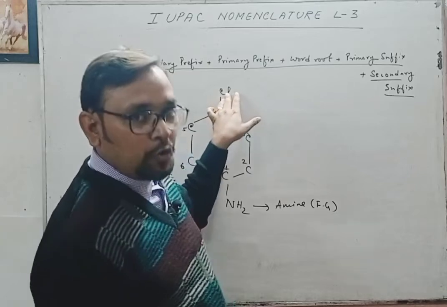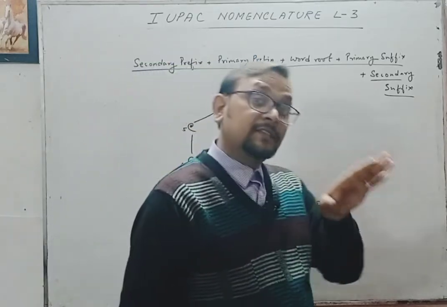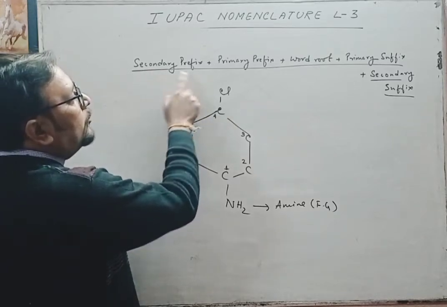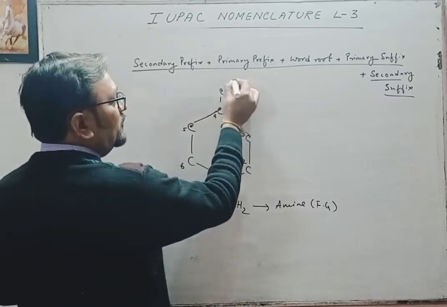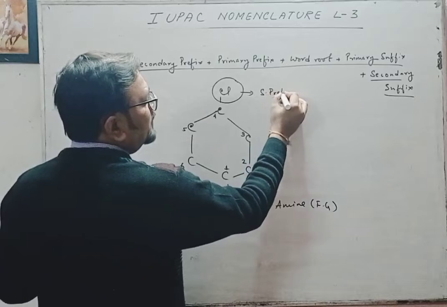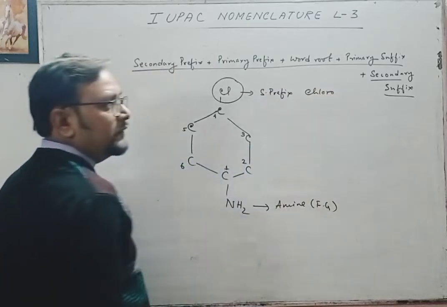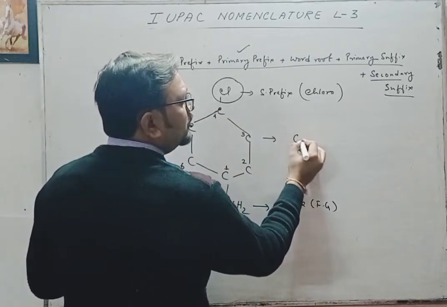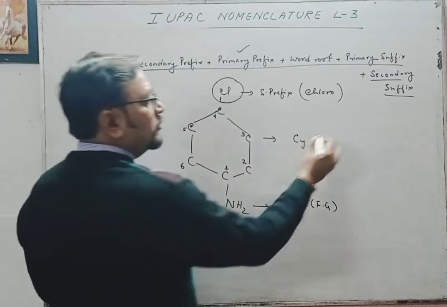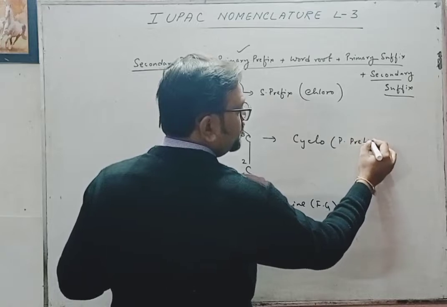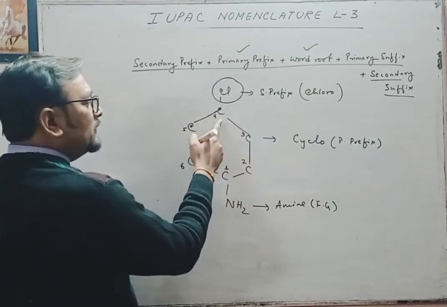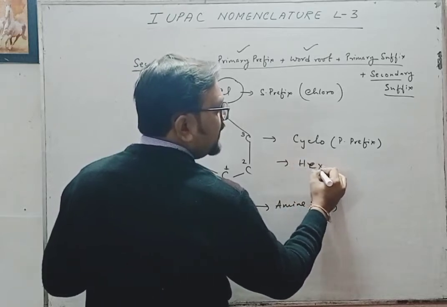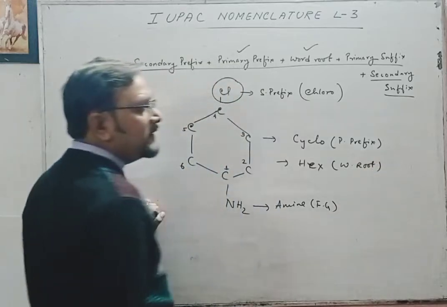So here you can see I have given chloro also, which means here I have to use a secondary prefix also. Okay. So let us see the components. Secondary prefix: for which atom will I be using it? For this one. What is the secondary prefix for this? Chloro. Next, primary prefix. Cyclo, because it is a cyclic compound. So cyclo is your primary prefix. Next, word root. Meth, eth, prop, but, pent, hex. So here I get hex as the word root. Clear?